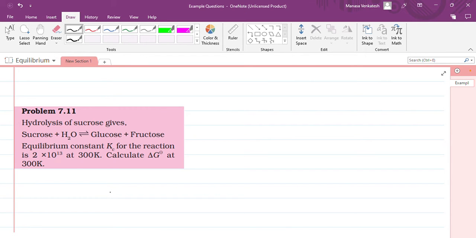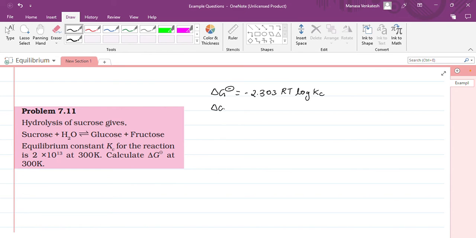Hydrolysis of sugar, sucrose: sucrose plus H2O gives rise to glucose plus fructose. So the equilibrium constant for the reaction is 2 into 10 to the power 13 at 300 Kelvin. So we need to calculate delta G minus at 300 Kelvin. So let's rewrite the same equation. Delta G minus equals minus 2.303 RT log Kc, right?